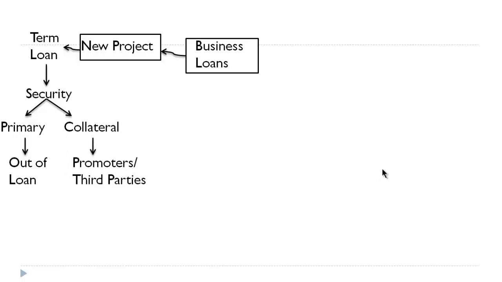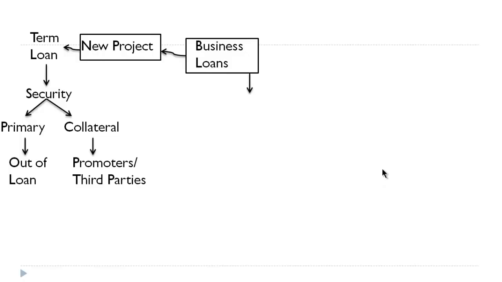Third parties will be very selectively accepted by the bankers. They'll be insisting that it should come from promoters or close relatives of promoters. So for new projects, term loans are available, it is possible, and the security aspects are only touched here, not the other aspects. We'll have the other aspects in the subsequent sessions.